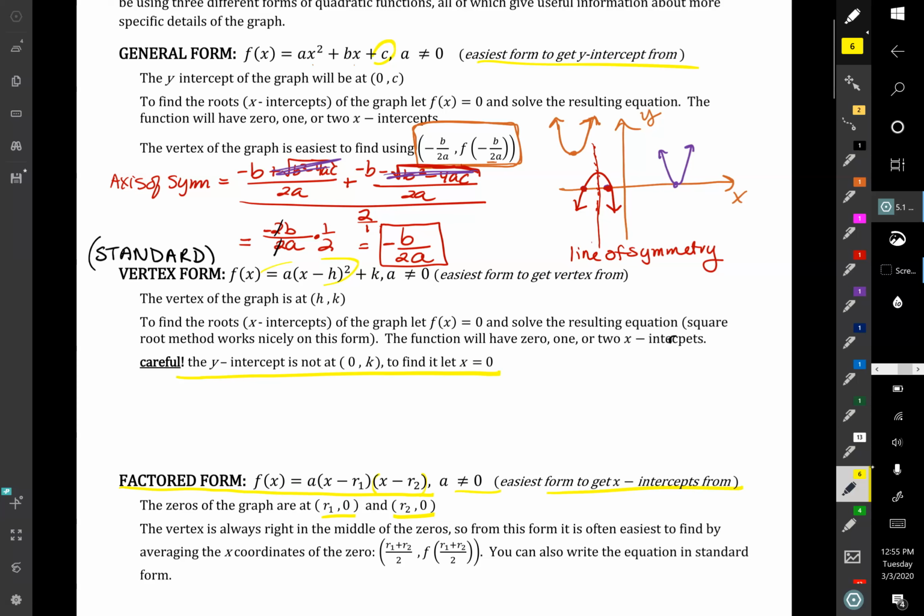The vertex is always right in the middle of the zeros, so from this form, it's often easiest to find by averaging the x coordinates of the zeros that we talked about a little bit before. So we could do r sub 1 plus r sub 2 over 2 and then plug that into the function you're given to get your y value. You can also write the equation in standard form, and then you could figure out the minus b over 2a.